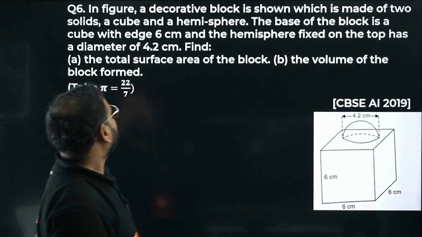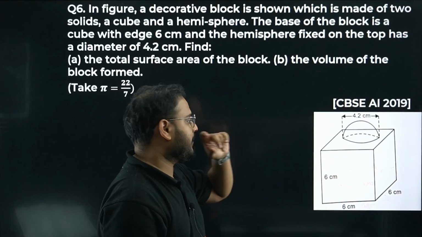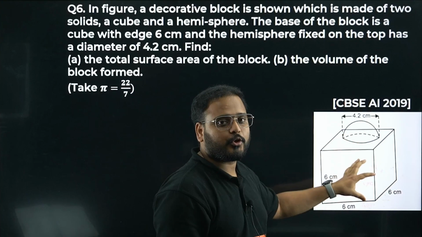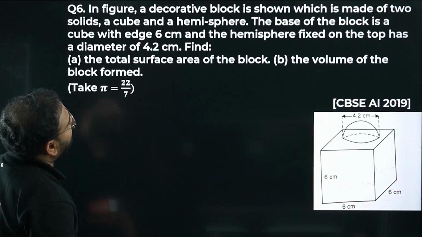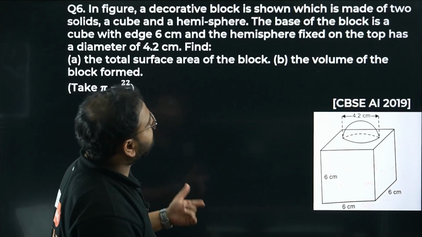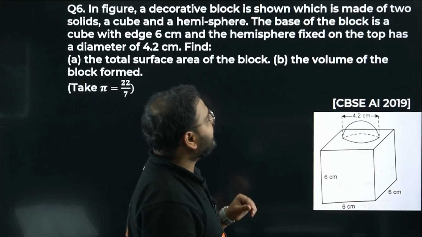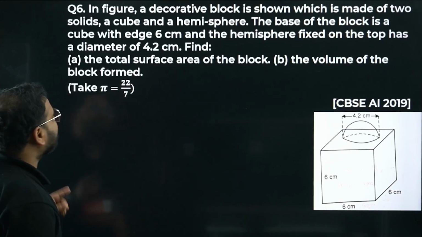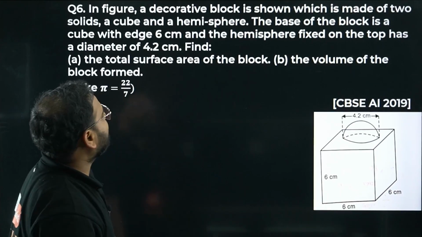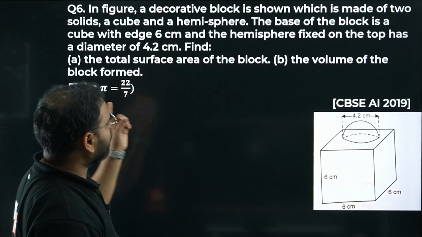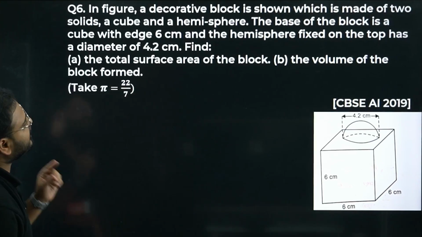In the figure, our decorative block, same question I've explained to you in the combination of solids in the beginning. Hemispherical part on a cube with the side length 6. A decorative block is shown which is made of two solids, a cube and a hemisphere. The base of the block is a cube with edge 6 centimeters, 6, 6 and 6. The hemisphere is fixed on the top, of diameter 4.2 centimeters. So what are they asking us to find? First thing is the total surface area of the block.